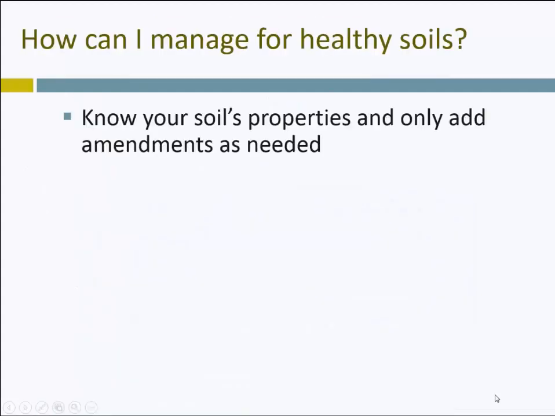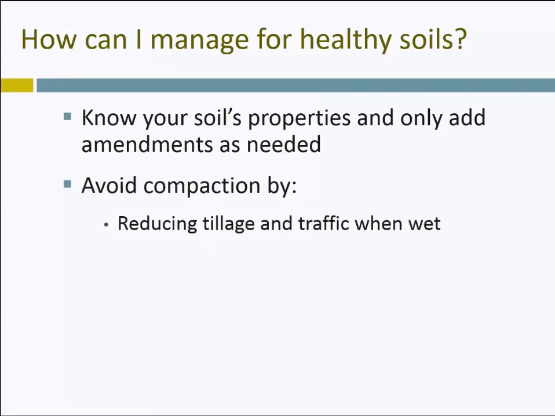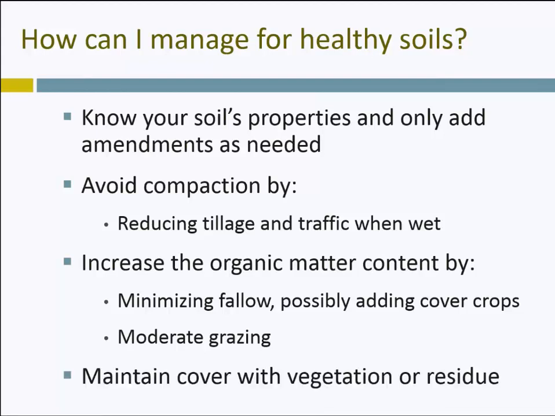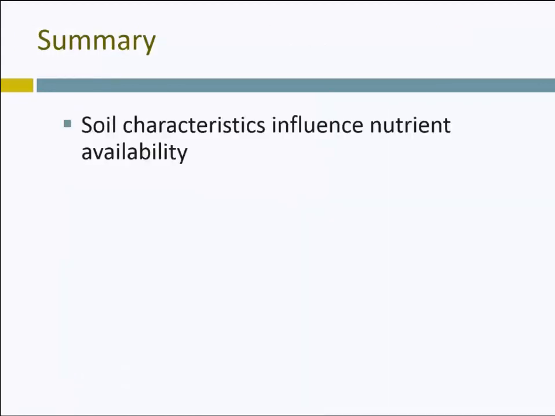And finally, how can you manage your soil for healthy soils so that those soils will produce healthy crops for a long period of time? Well, first you need to know your soil properties and only add amendments and fertilizer as needed. Certainly avoiding compaction by reducing tillage and reducing traffic when that soil is wet, and increasing the organic matter content by minimizing fallow, possibly adding cover crops, using perennials when you can, and using moderate levels of grazing. And then maintaining cover whenever possible with either vegetation or with residue.